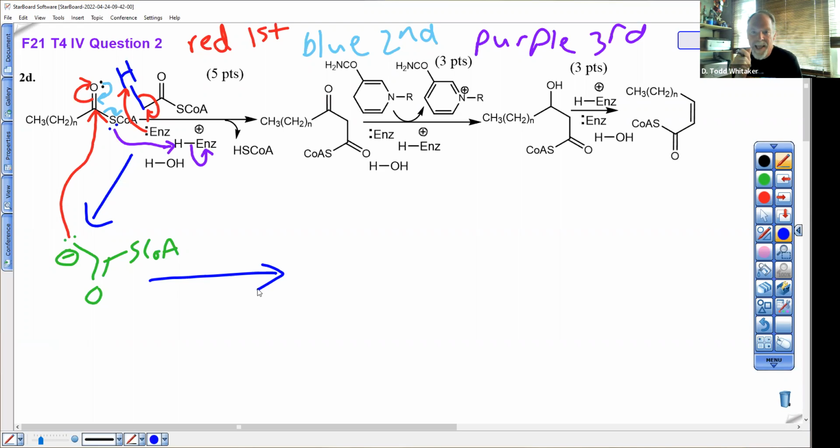And unlike in lecture, or if we were doing this in the lab, you would generate a base strong enough to take this H off. We did not, in biochemistry, generate a base strong enough to take that H off. S-CoA minus, even if I didn't protonate it, was not a strong enough base to grab that H. So you don't have to do the second Claisen step, which is deprotonation of that double alpha position. You don't have to do it. In this one, you can go straight to your product.